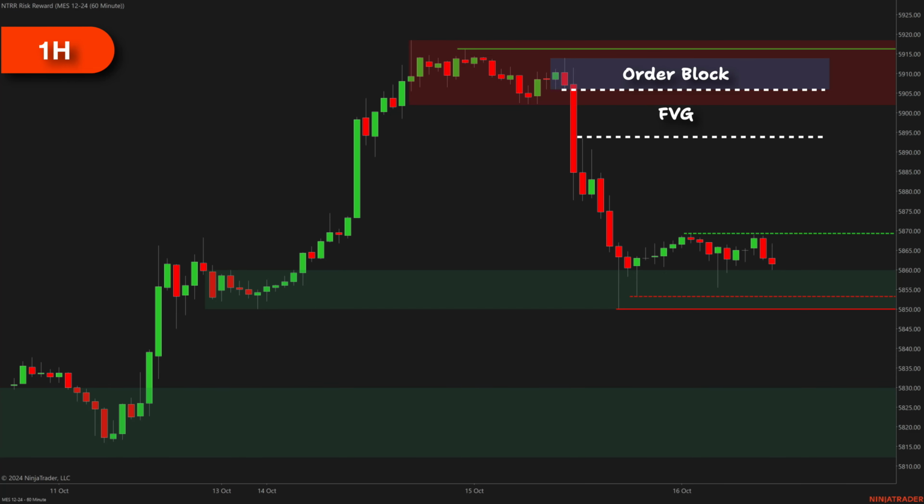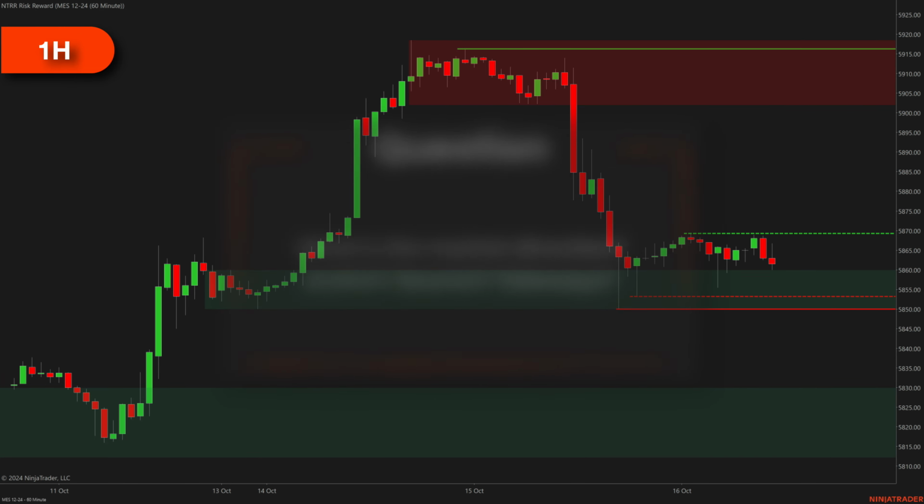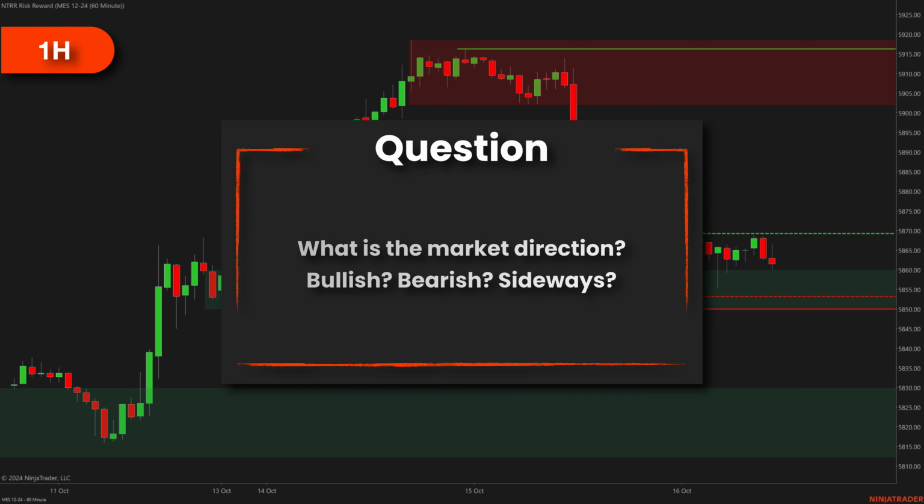This is because a significant amount of internal sell-side liquidity is concentrated within this zone, with many unfulfilled sell orders across the area. Now, let's outline our trading scenarios and determine how we will respond to potential market movements. But before we proceed, let me pose a question. What is the current market direction? Is it bullish, bearish, or simply ranging sideways with no clear momentum?